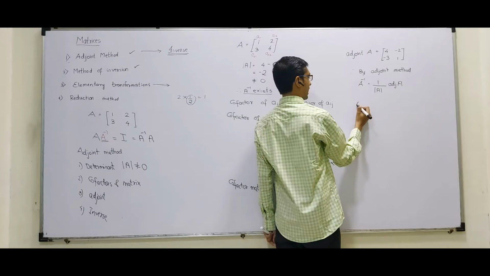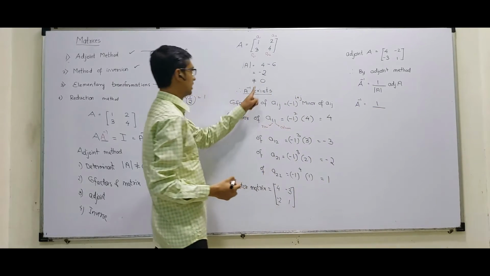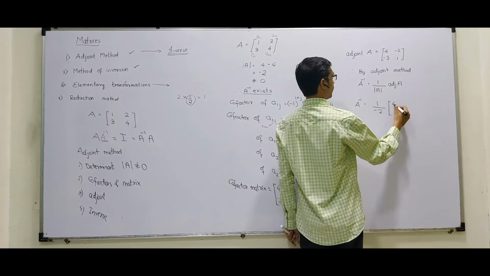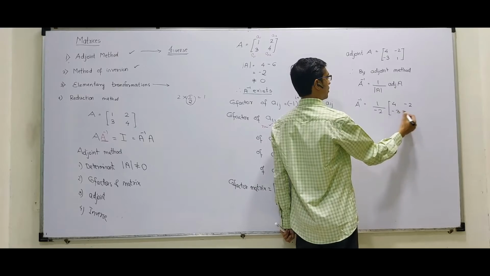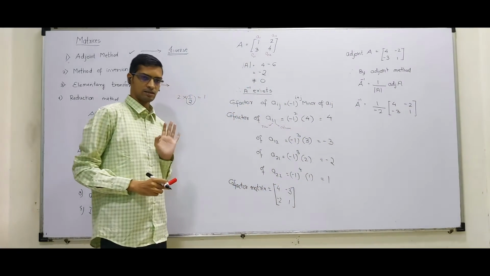That is, my A inverse becomes 1 upon determinant A कितना है मेरा? -2. Adjoint A कितना है? 4, -2, -3, 1. This will be a final answer.